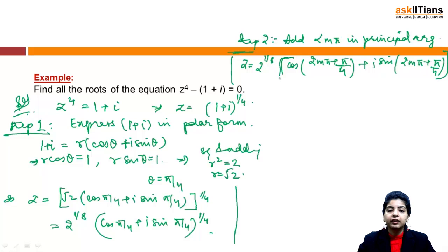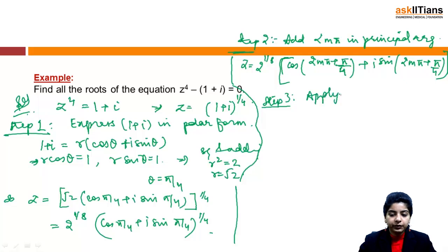So this is what I get. Step 2 says just add 2mπ in the principal argument. So I have added 2mπ in the angle, that is cos(2mπ + π/4) plus iota times sine(2mπ + π/4). And then my next step is to apply De Moivre's theorem.